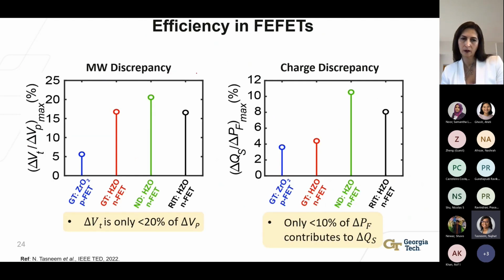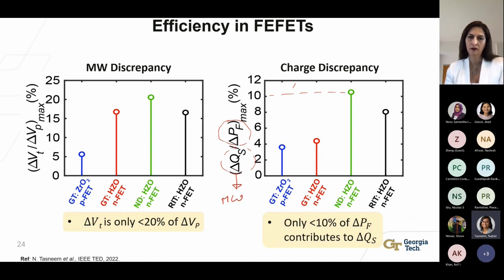The figures in the next slide also show the same results. The second figure here shows that only a fraction of the ferroelectric charge, a maximum of 10%, contributes to the semiconductor channel charge, which in turn is responsible for the memory window. And this is why we have very low memory window efficiency, a maximum of 20% in FFETs.